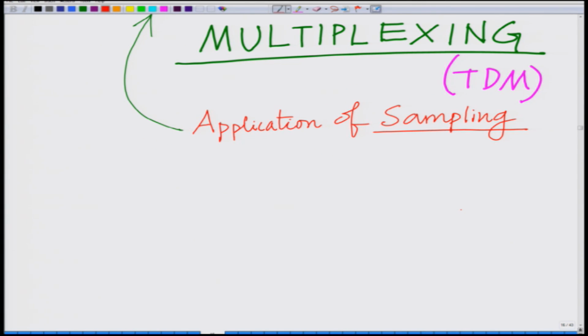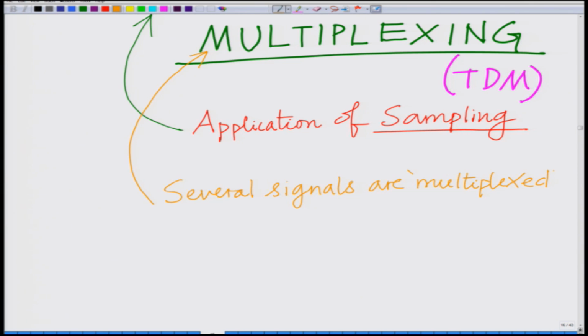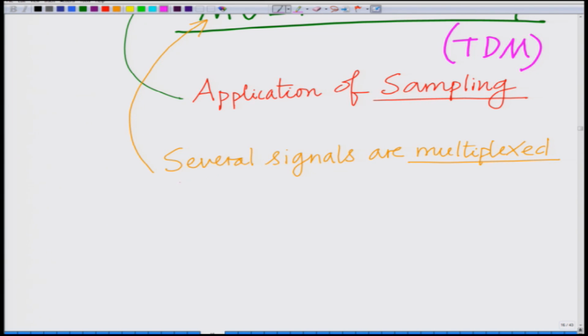And in time division multiplexing, similar to frequency division multiplexing, signals are being multiplexed. Several signals are multiplexed in the time domain. It is a multiplexing scheme, which means several signals are multiplexed, or basically combined, to form a composite signal for transmission over the channel.